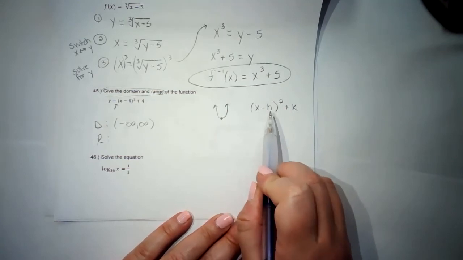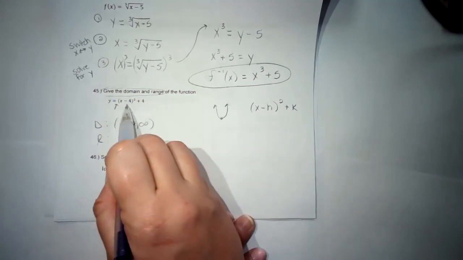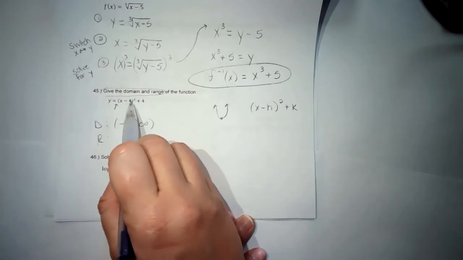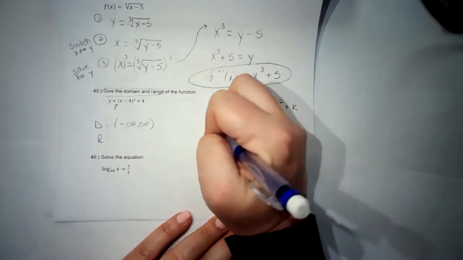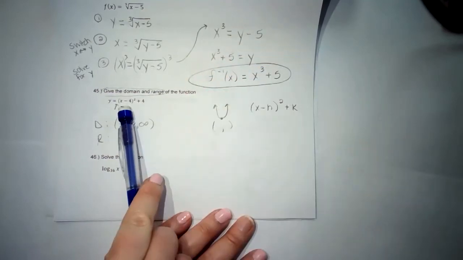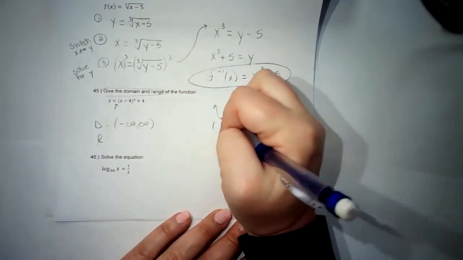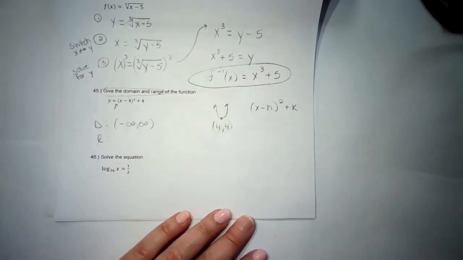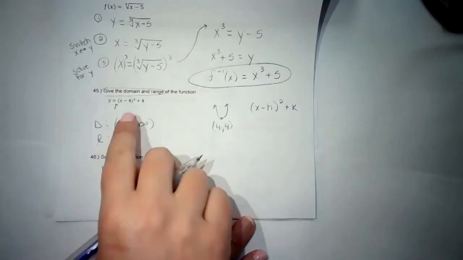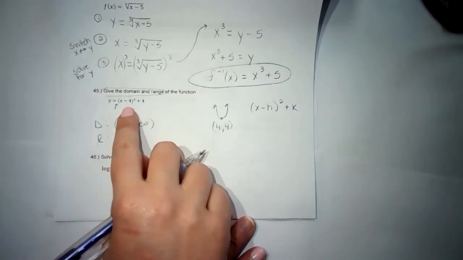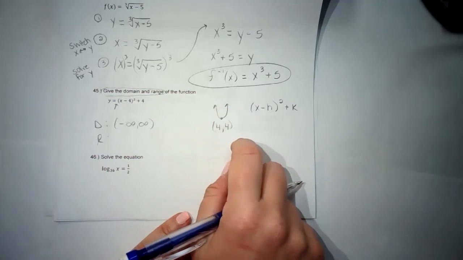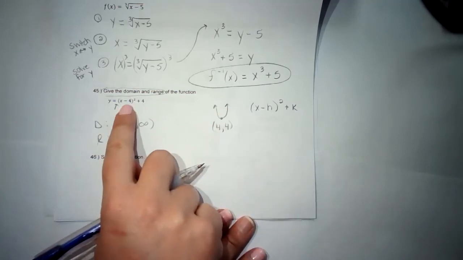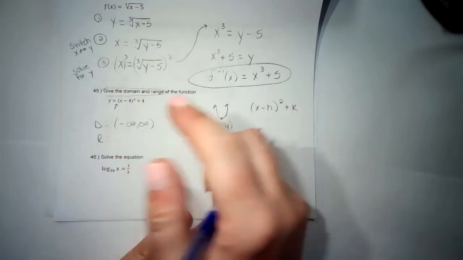Okay, so my H is the opposite sign of what you see in here. And my K is exactly what you see. So what would be the vertex of this parabola? Good, 4, 4. What if this were x plus 4 in here? What would my vertex be? Negative 4, 4. Okay, so it really helps if you can remember this formula to get the vertex.